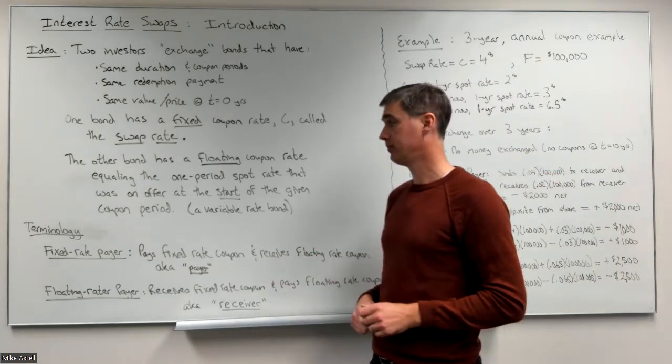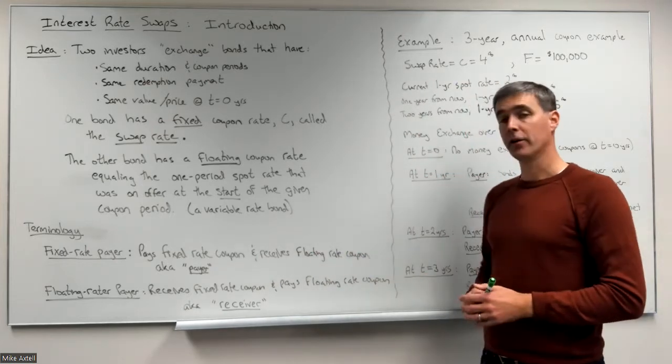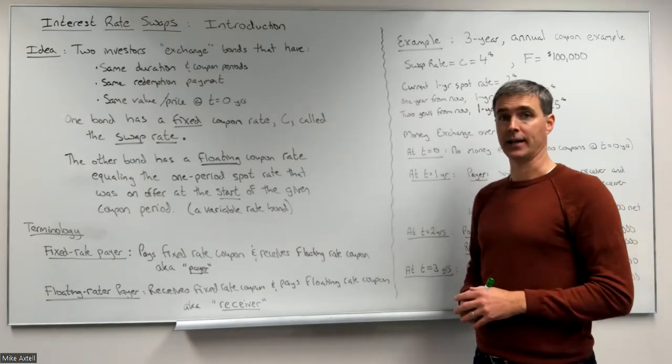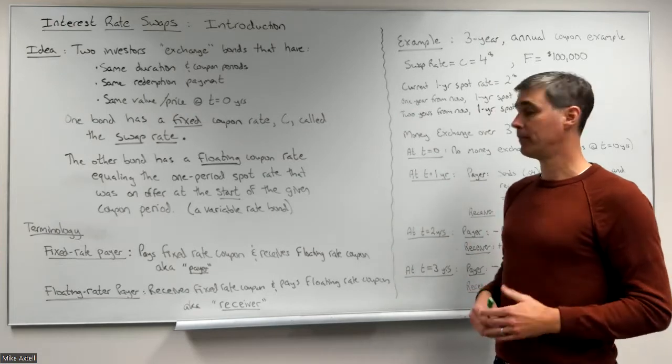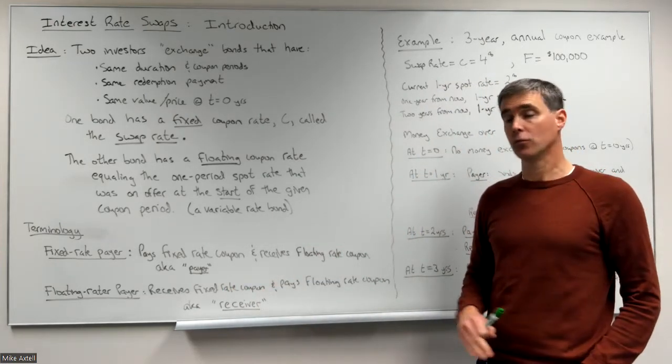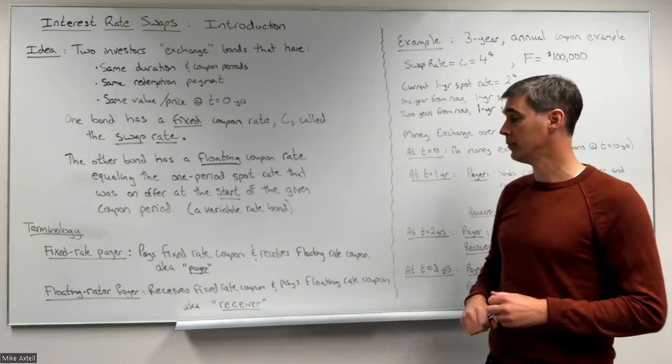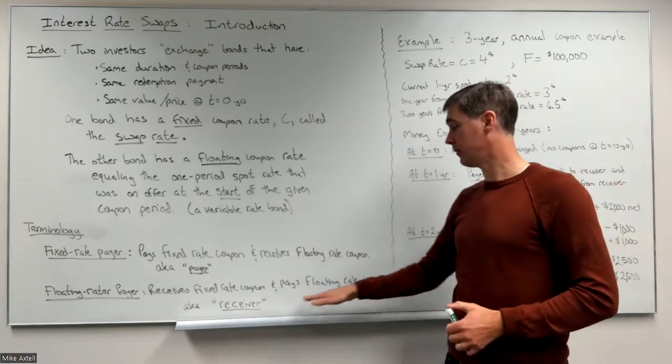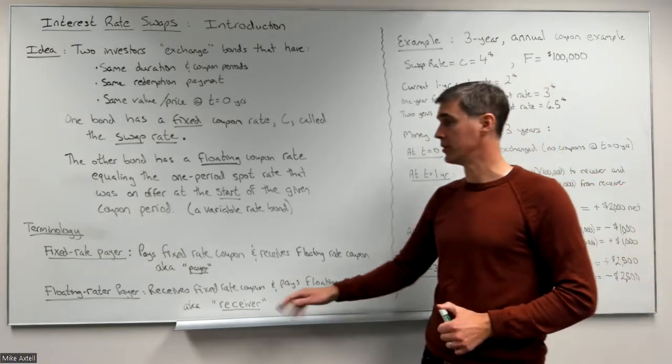They're called the payer. The floating rate payer has the exact opposite dynamic. At the end of each coupon period, they receive the fixed rate coupon, which they knew at the start how much it was going to be, and they pay out the floating rate coupon. So they're called the receiver.